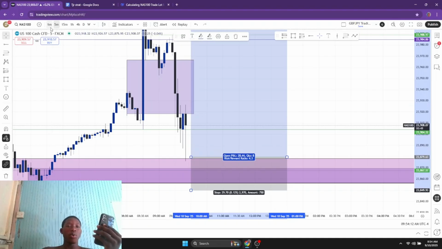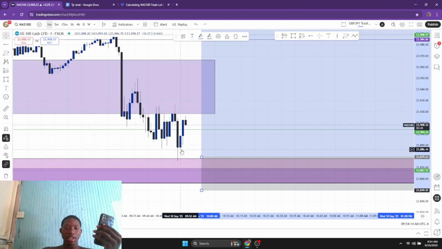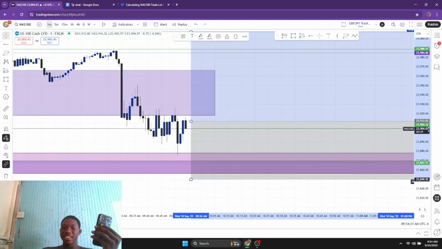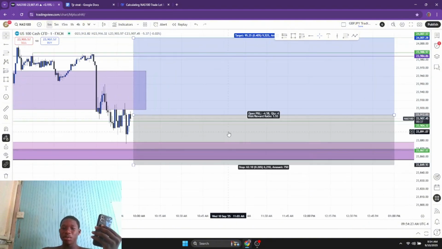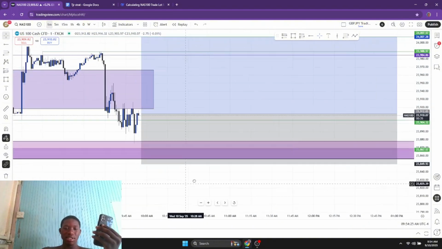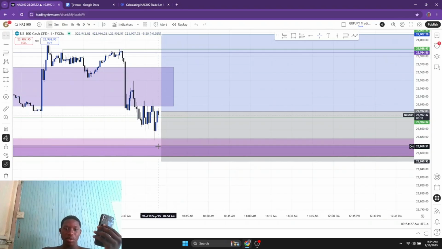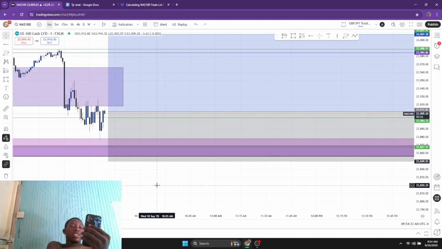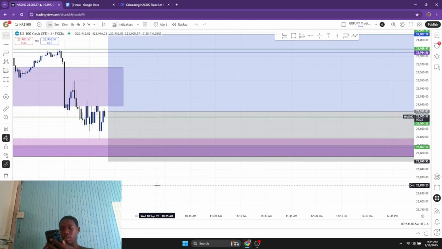We could have taken a trade on the 1 minute, guys. If you take that trade on the 1 minute, that's still a bad risk management. You want a deeper retracement inside that zone, yeah. Come on, price action.